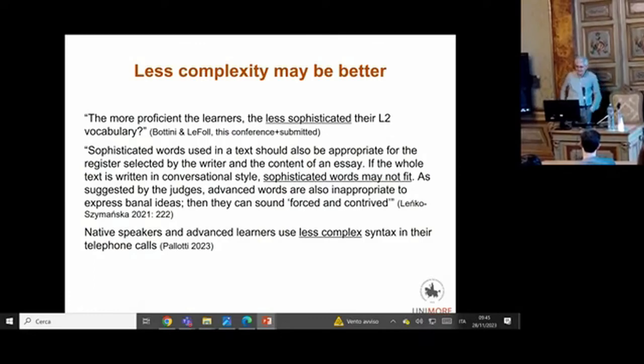Well, it's not necessarily so. Lenka Šimáček, again, in a book of a couple of years ago, noticed that in some cases, proficiency ratings were negatively associated to sophisticated vocabulary. She wrote that sophisticated words may not fit. And it's true, in some genres and registers, of course, they do not fit.